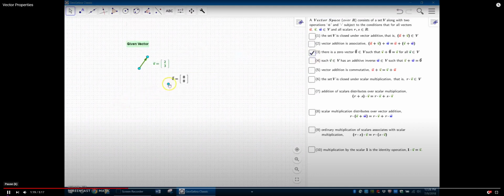What he's showing here is that when you add the zero vector to a vector, nothing happens; you just keep the same vector. More precisely, he's showing an example that if you take this zero vector and add it to this (2, 3), you still keep the original vector.